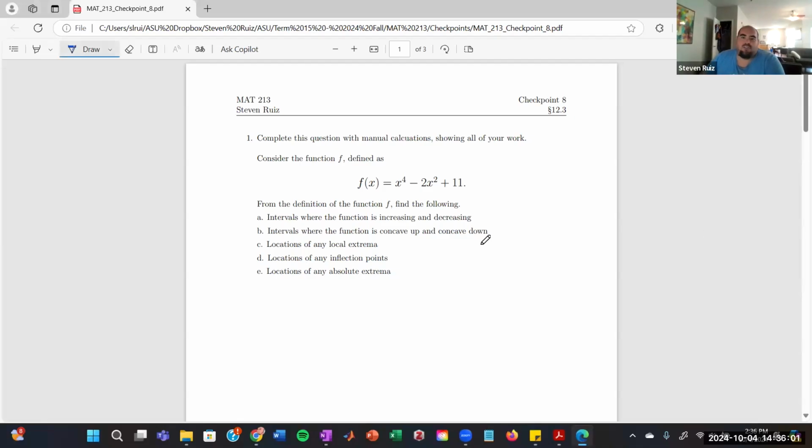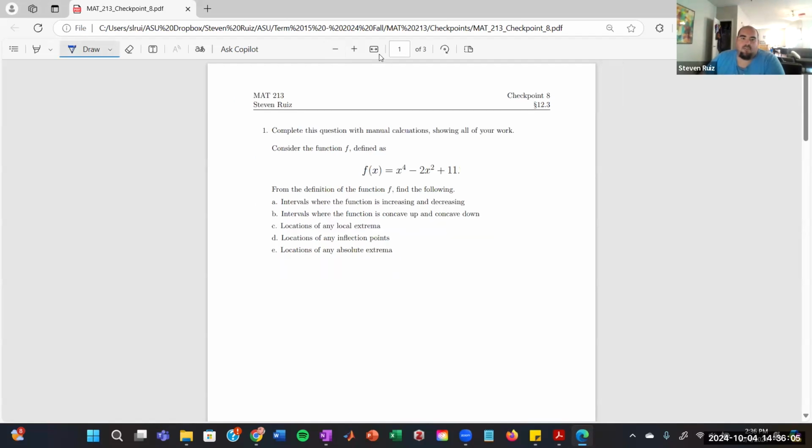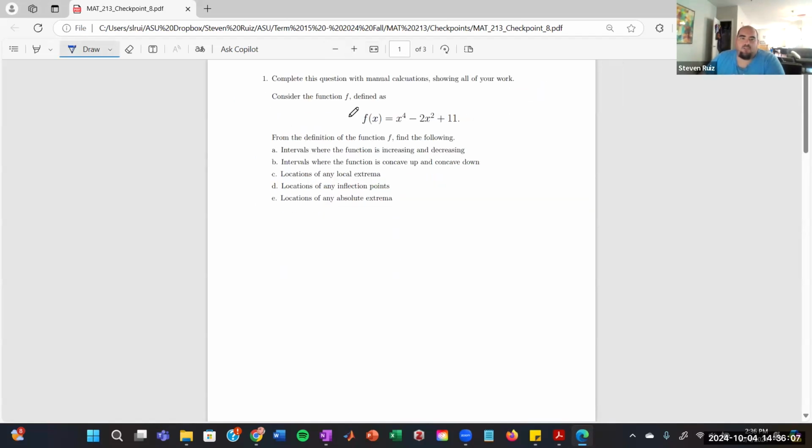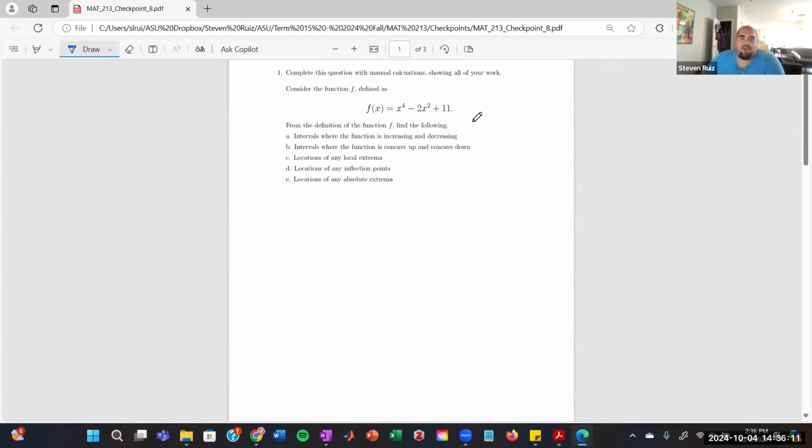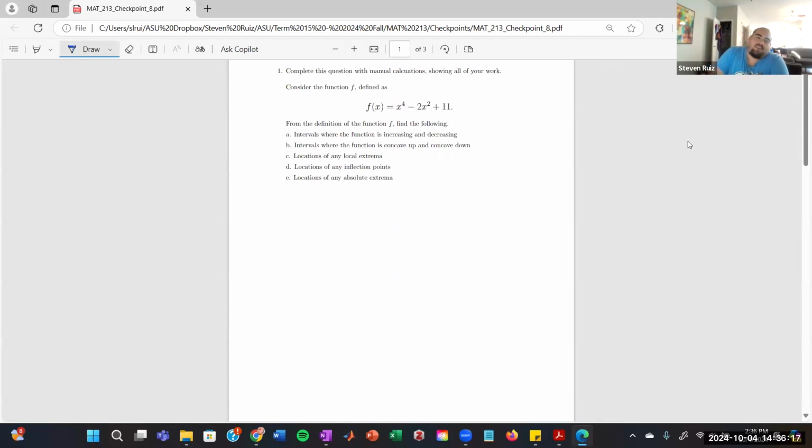All right, let's look at the questions from checkpoint 8. So, got a couple different functions here. This first one, I want to do some analysis. Let's just take it piece by piece. First thing, find the intervals where the function's increasing and decreasing.